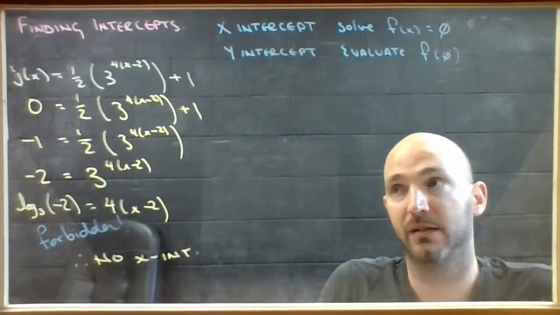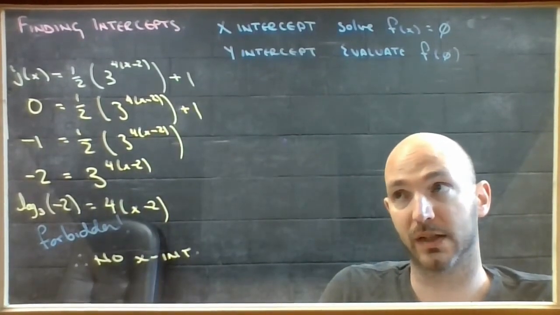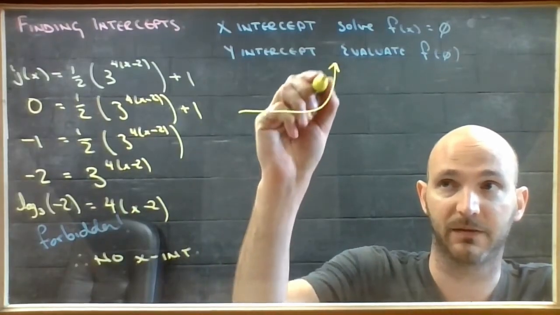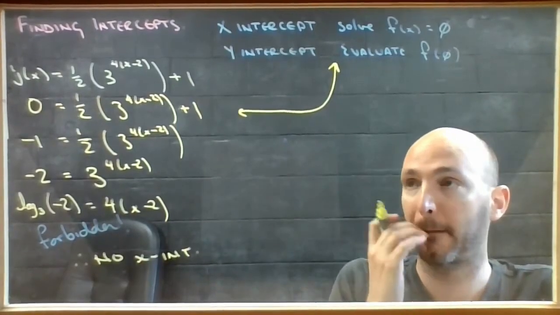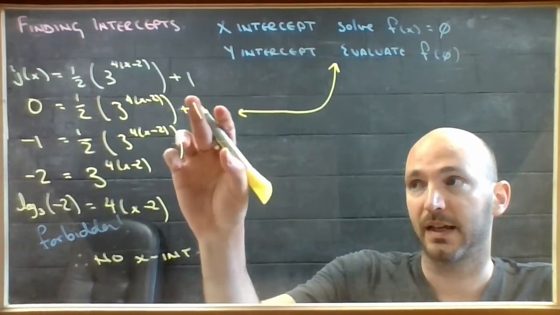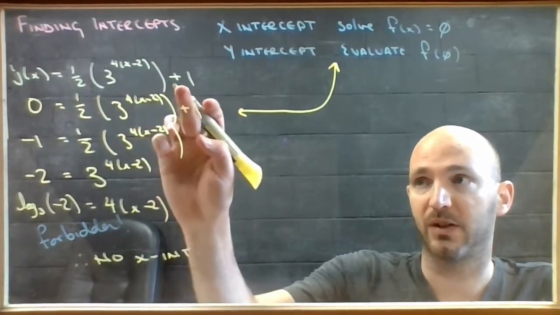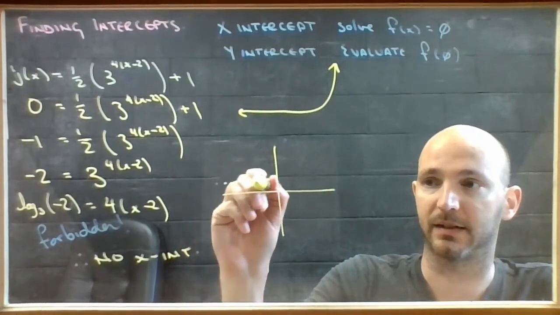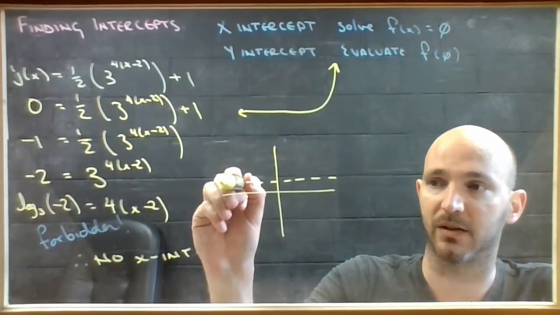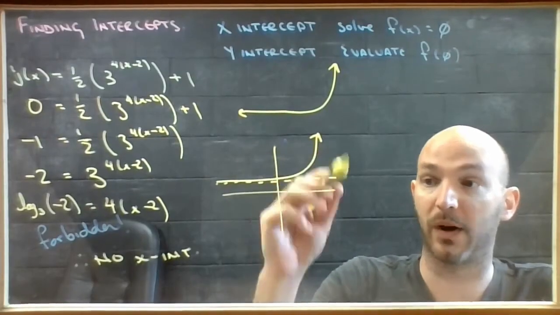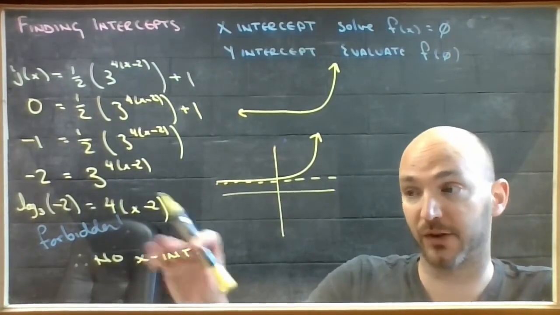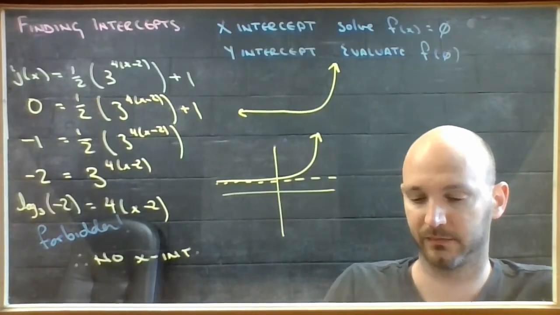So this thing, if you can recall what it looks like, exponentials have that long tail and then take off. This thing has been shifted right 2 and up 1. So on the x-axis, it has its horizontal asymptote at 1. So where does this cross the x-intercept? It does not. And your algebra has told you that.